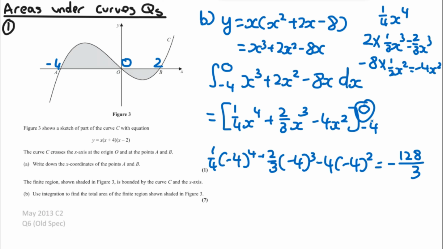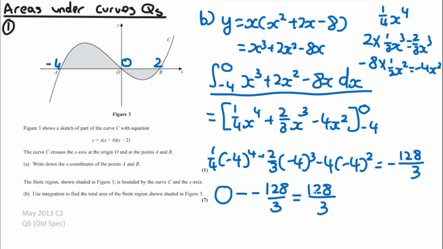So when we subbed in 0, it's going to be 0, and then minus 128 over 3, as we're minusing the minus 4 part. This therefore is going to be equal to 128 over 3. So this integral is equal to 128 over 3.